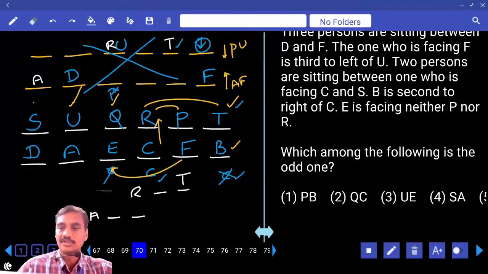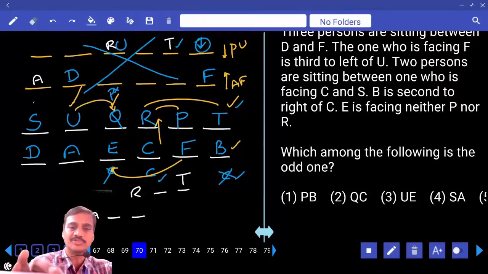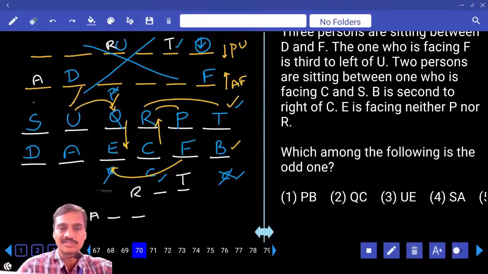Then 70th, which among the following is the odd one? P and B. Now P and B, now P's immediate left opposite is B. Q and C, Q's immediate left R, opposite is C. And U and E, U's immediate left is Q, opposite is E. Is it correct or not? S and A, S immediate left opposite is A.